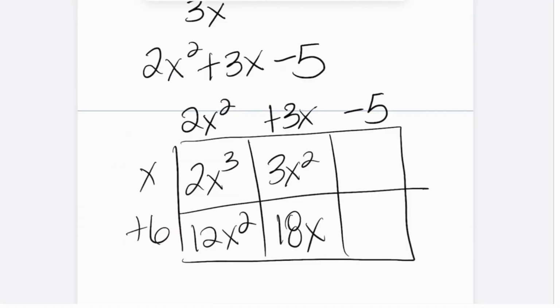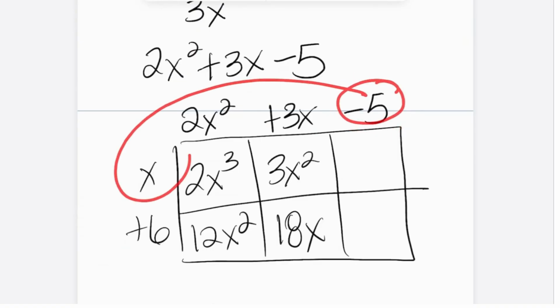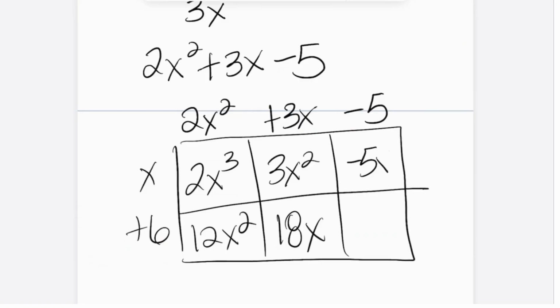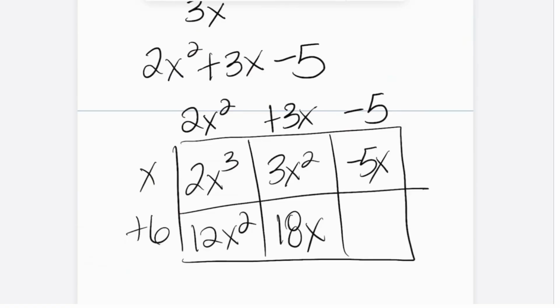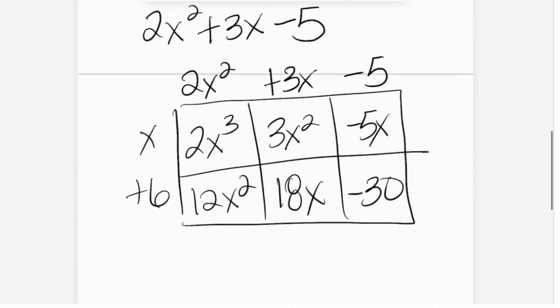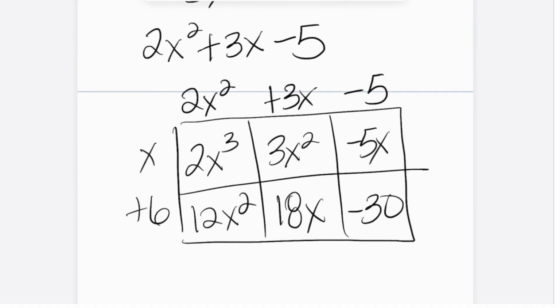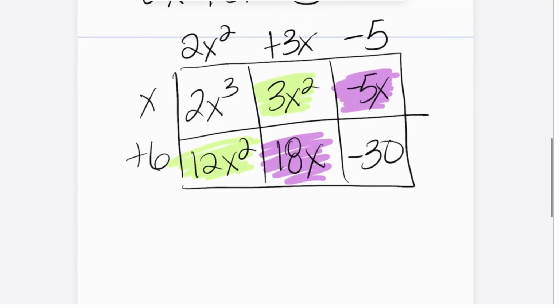And now we're on to our last column. Our last column is negative 5. Negative 5 times x is going to give me negative 5x. Negative 5 times 6 is going to give me negative 30. We're going to go ahead and combine like terms. So you can see here that 3x squared and 12x squared are like terms. And then we also have negative 5x and 18x. So let's go ahead and combine like terms.